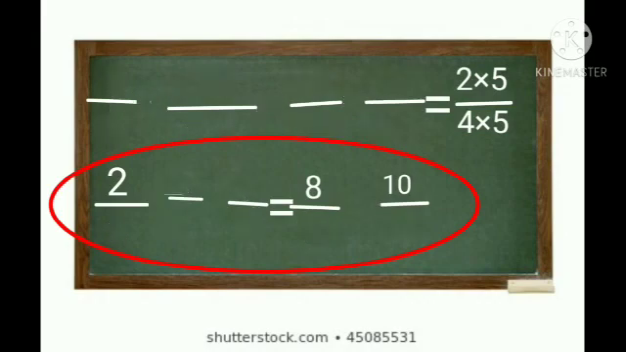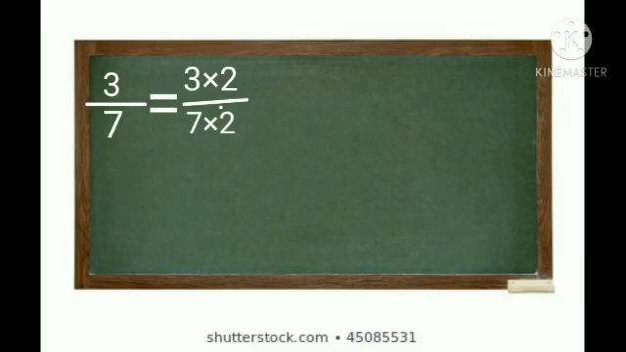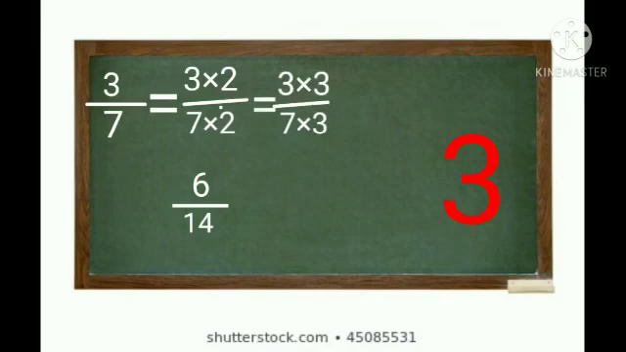We can see the second example. 3/7. Here also we have to multiply by the number 2 for both numerator and denominator. 3 into 2 by 7 into 2. That is 6 by 14. And the next number 3. 3 into 3 by 7 into 3. That is 9 by 21.